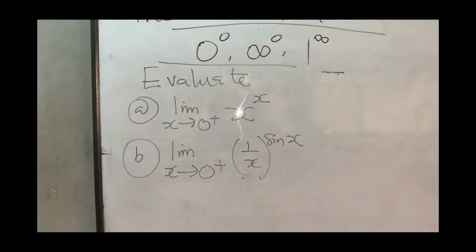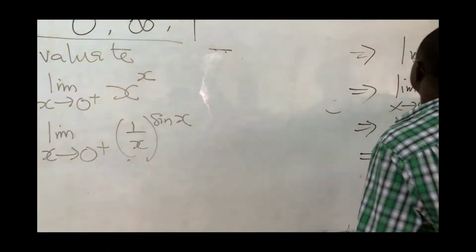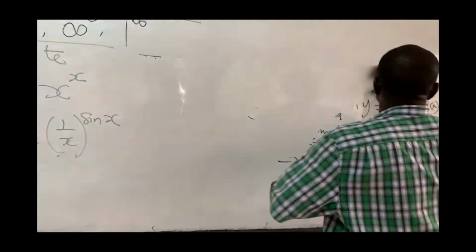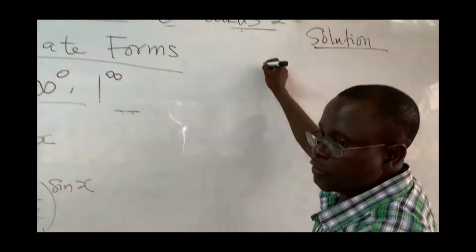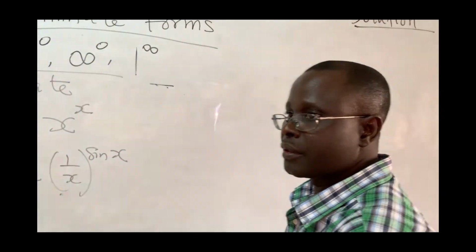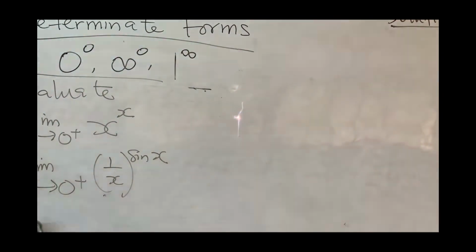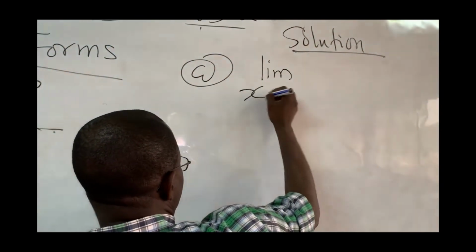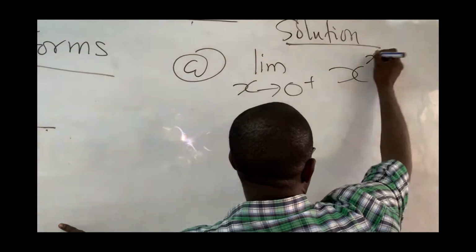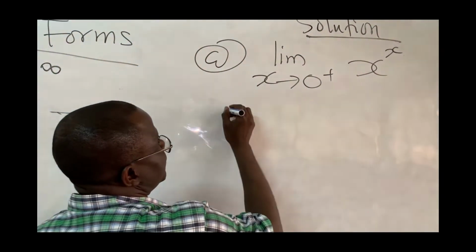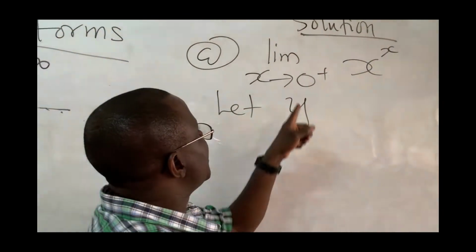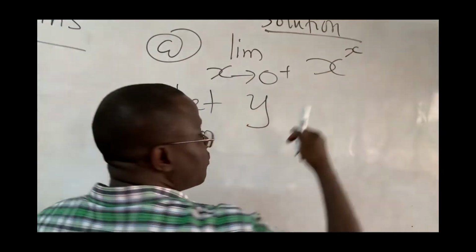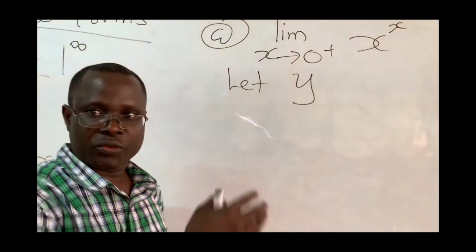Solution. For A, we want to find the limit as x goes to 0 plus of x raised to the power x. This is the procedure for this type. Note that as x goes to 0, you're going to have 0 and 0. So this is of the form 0 to the power 0. So it's indeterminate, so we can use this procedure.